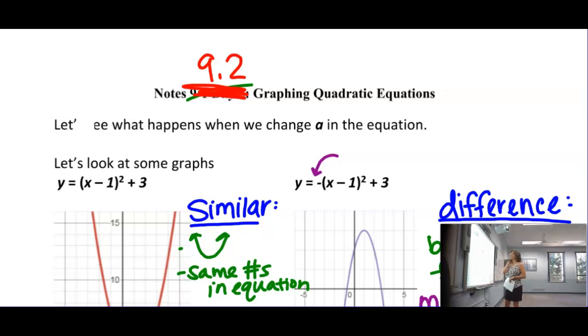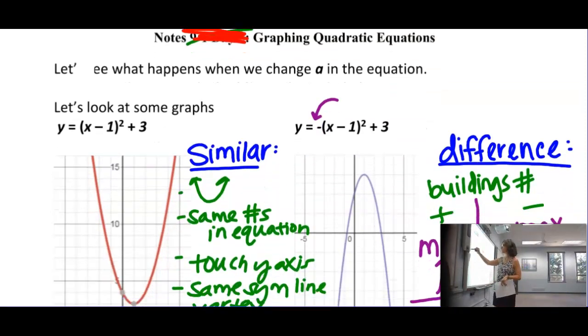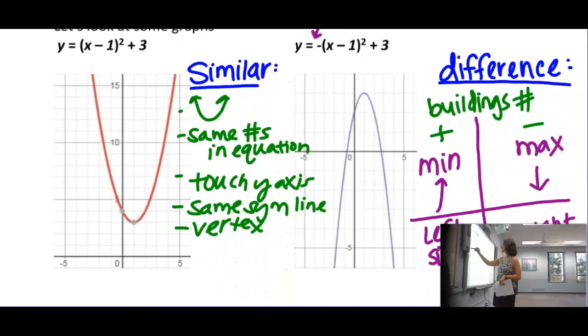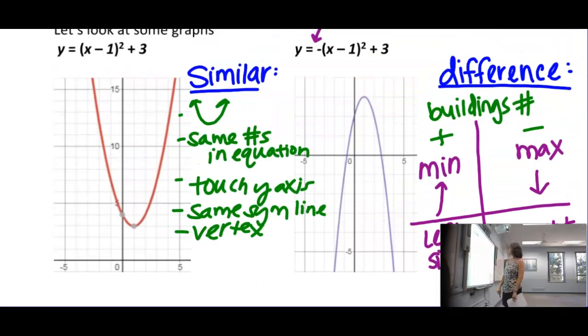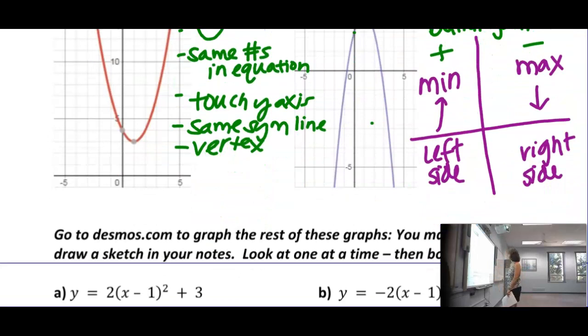I have some things that are similar. They're both U-shaped, right? They have the same numbers in the equations. Both of them go over the y-axis. Okay? Both of them have the same vertex, except our building numbers are different because in this one, they go down. They go over 1, down 1, over 1, down 3, over 1, down 5. And so therefore, everything else is the same though.